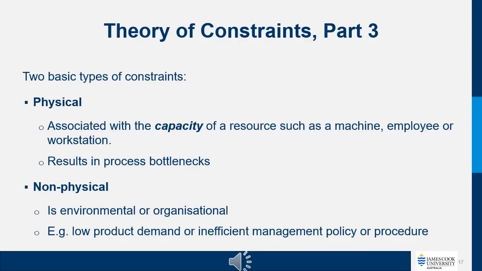The other type is non-physical constraints. In TOC these are typically environmental and organizational factors that hinder the system's ability to achieve its goals. Examples of non-physical constraints include low product demand, inefficient management policies or procedures, and inadequate communication channels. These constraints need to be identified and resolved to optimize the system performance.